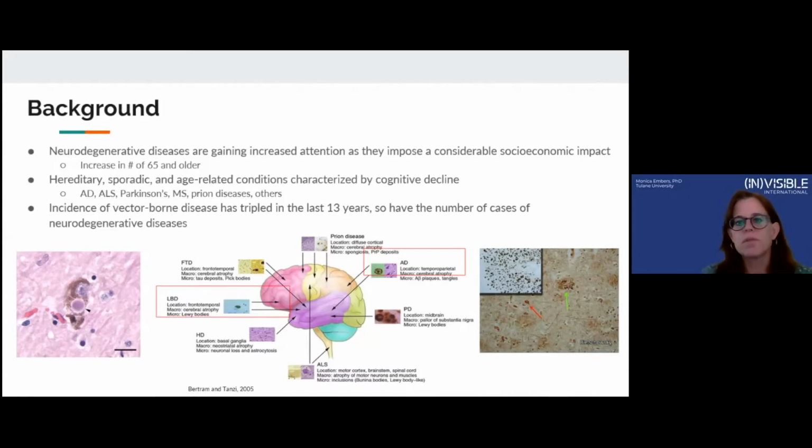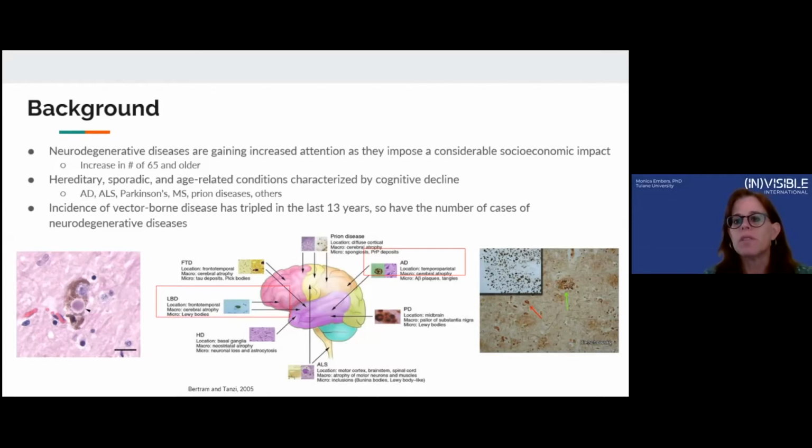These diseases or disorders are defined as hereditary, sporadic, and age-related conditions, which are characterized by cognitive decline, especially in learning and memory. Alzheimer's disease or Alzheimer's dementia and other dementias, brain cancer, encephalitis, epilepsy, Parkinson's disease, stroke, Huntington's disease, multiple sclerosis, and even prion diseases are the most common problematic neurodegenerative disorders in the elderly.